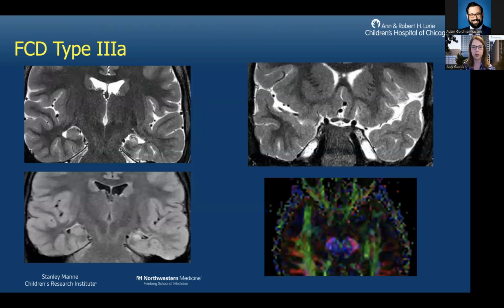So here we have an example of type 3A. So remember, this is when you have focal cortical dysplasia associated with hippocampal or mesial temporal sclerosis. On our coronal T2 and coronal T2 FLAIR here, we see an abnormally and asymmetrically small left hippocampus with abnormal T2 FLAIR hyperintensity within it, which we often see with hippocampal or mesial temporal sclerosis.